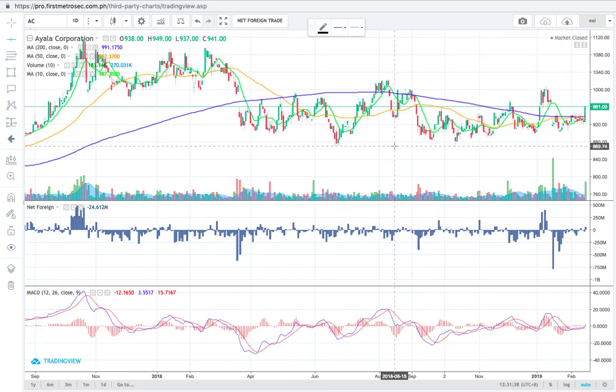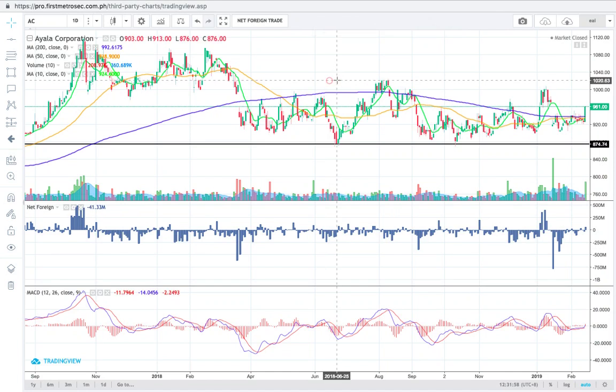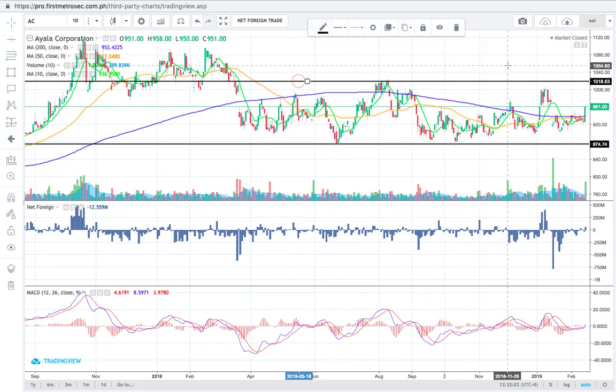So in the case of Ayala Corporation, I'm going to plot my major support somewhere here. And then to plot the resistance, I will have to click that horizontal line again. Since it's already pre-selected a few seconds ago, I'll just click this one. And then I'm going to plot my resistance level somewhere here. Let's do that again. Okay, there you go.